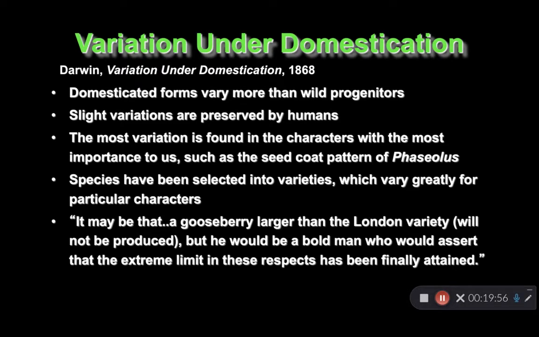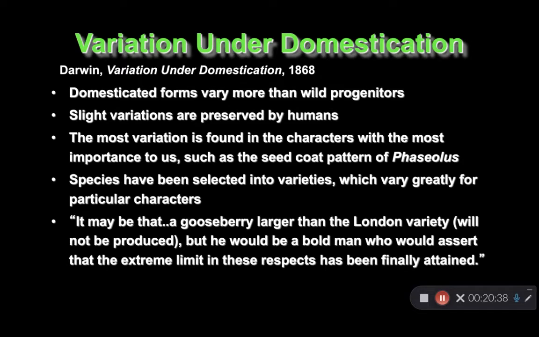Charles Darwin wrote about this very process. He called it variation under domestication, which I think in many ways is an even better definition of what we're talking about. He wrote a two-volume work called Variation Under Domestication in 1868. He said that the domesticated forms actually vary more than their wild progenitors because humans preserve these slight variations. And the most variation is found in the characters that we want, such as the seed coat pattern of the beans. We then select those into different varieties, and we preserve the varieties. And so we've got essentially a huge collection of different phenotypes that represent the species.